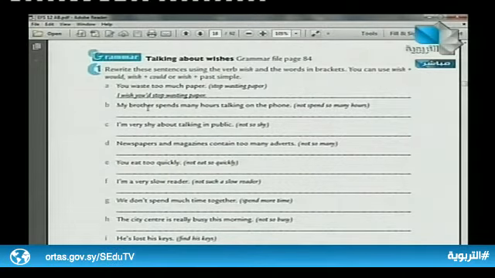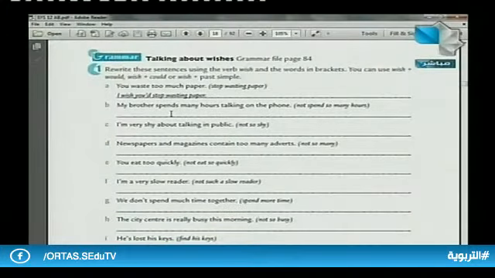What about B? My brother spends many hours talking on the phone. I wish my brother wouldn't spend so many hours. Good. So here we have to say, I wish my brother wouldn't spend so many hours. Thank you, Ms. Reem.